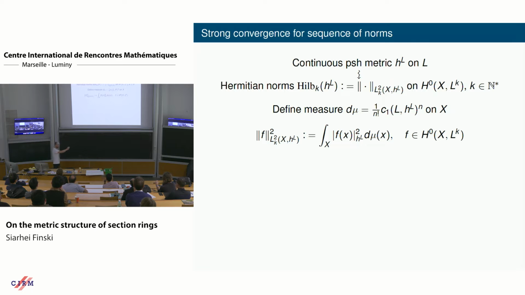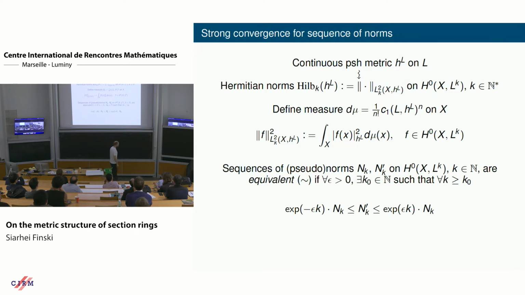It gives me a sequence of volume forms defined on the section ring. And I will say that two sequences of pseudonorms are equivalent if the multiplicative gap between those norms is sub-exponential. In other words, one can be bounded in terms of the other multiplied by some sub-exponential constant. So probably it looks a bit strange as a definition, but the reason for it is as follows.